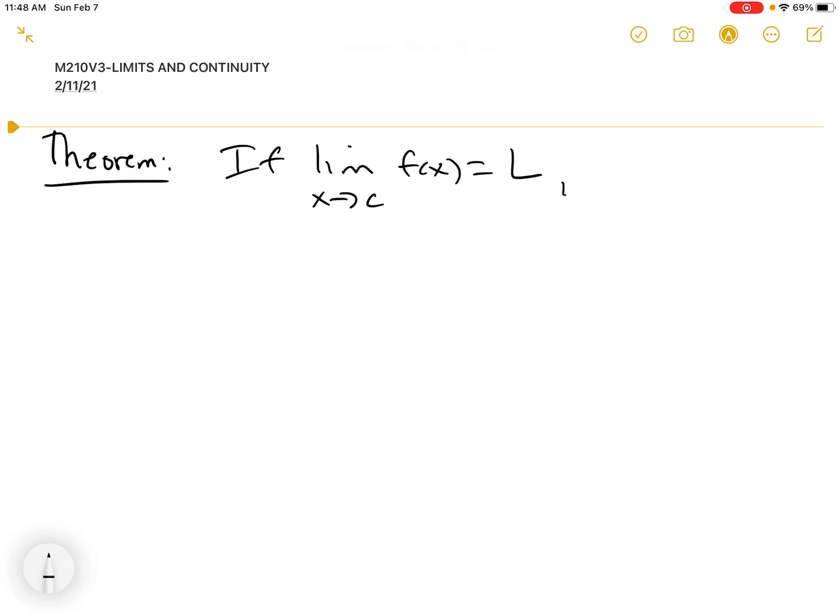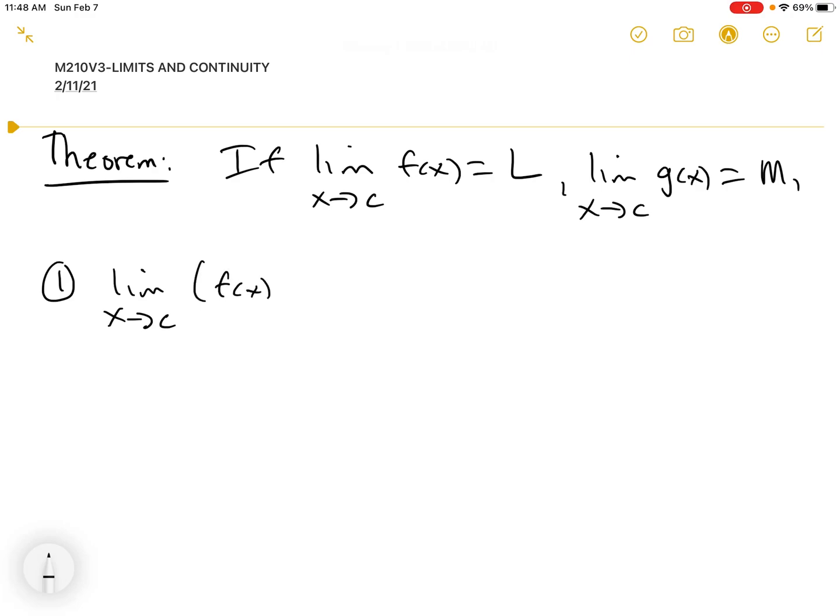and the limit as x approaches c of some other function g of x equals m, then we have a whole bunch of limit laws. And so one, the limit as x approaches c of f of x plus or minus g of x equals L plus or minus m. So the limit distributes over a sum and difference.